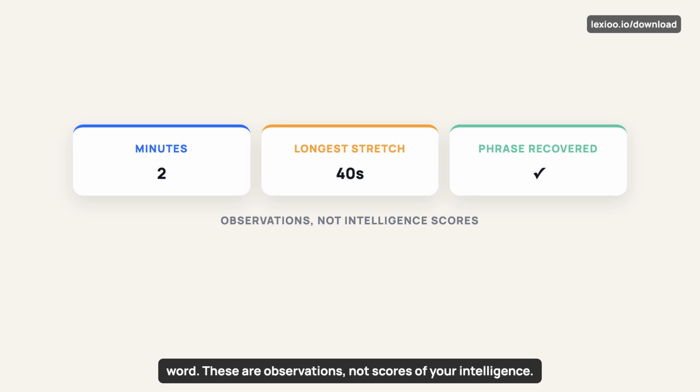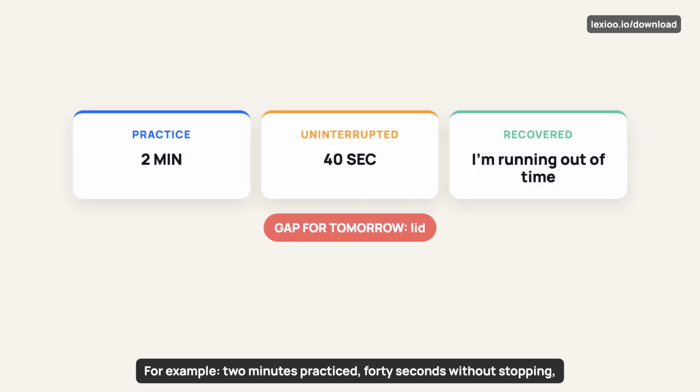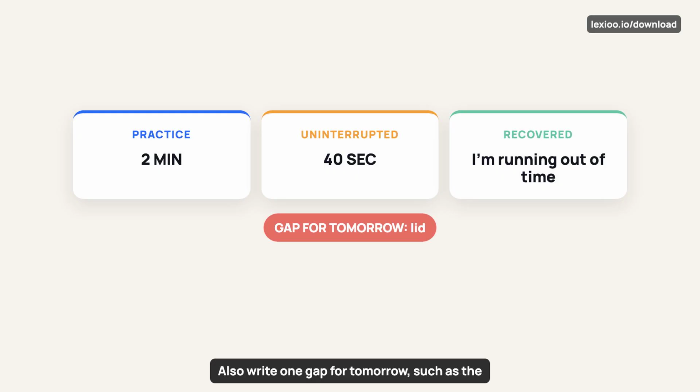These are observations, not scores of your intelligence. For example, 2 minutes practiced, 40 seconds without stopping, and I'm running out of time, retrieved from memory. Also write one gap for tomorrow, such as the word lid.